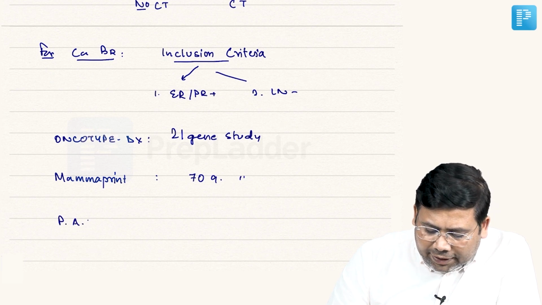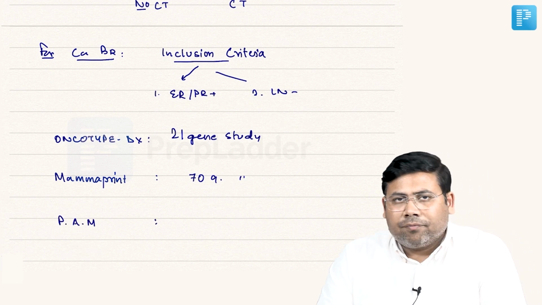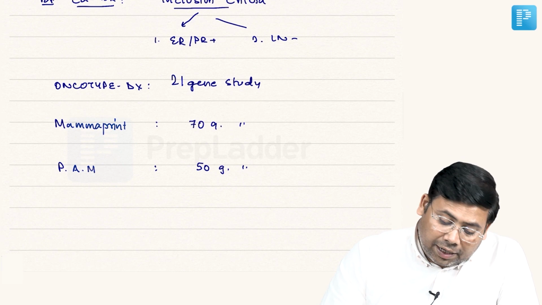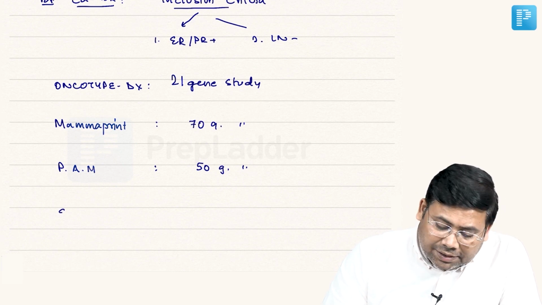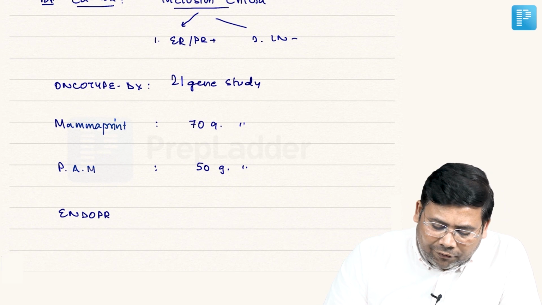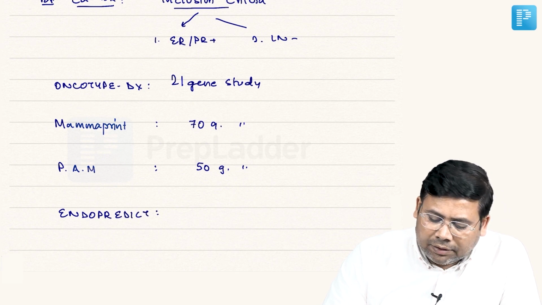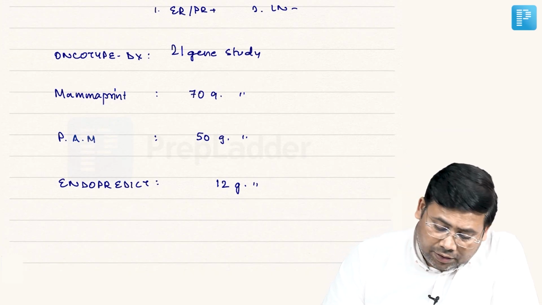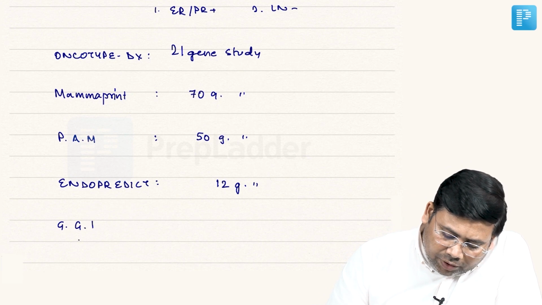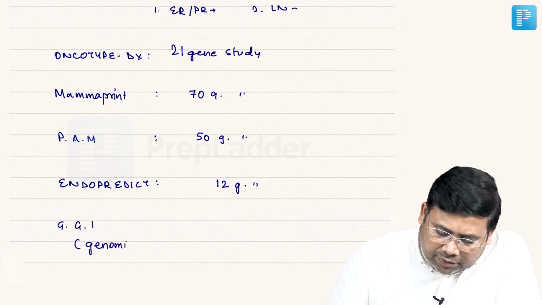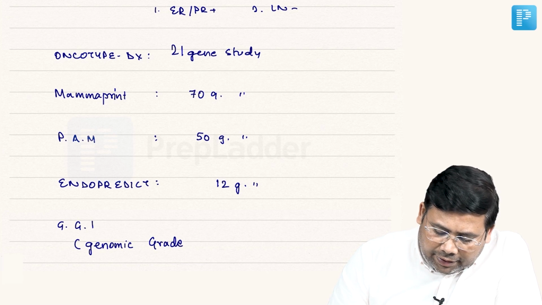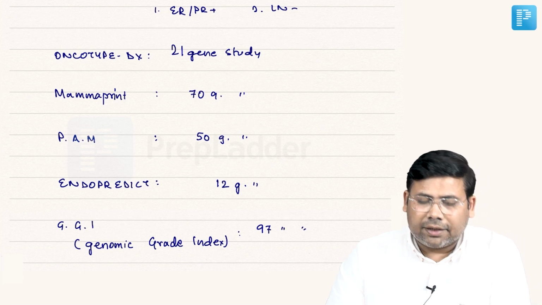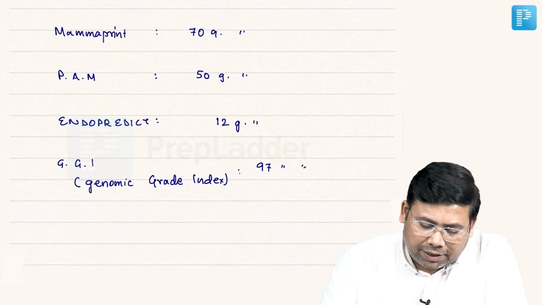Then we have predictor analysis of microarray technology, PAM, that is asked in the question. It's a 50 gene study. Then we have EndoPredict. When we talk about EndoPredict, it's a 12 gene study. And then we have one more. What is that? We have GGI. What do you mean by GGI? It is genomic grade index. So genomic grade index is GGI, and this is a 97 gene study. So these are some important things that we have to understand.